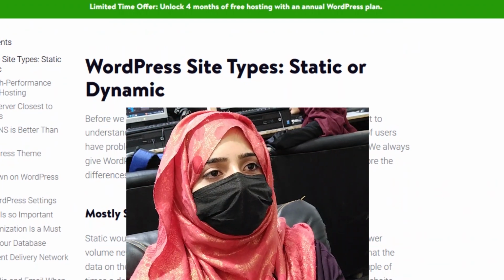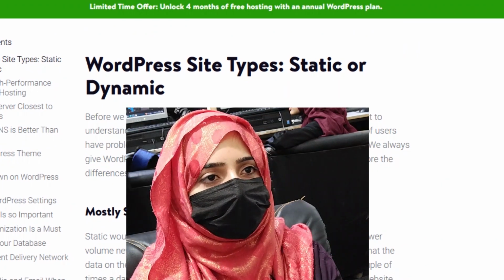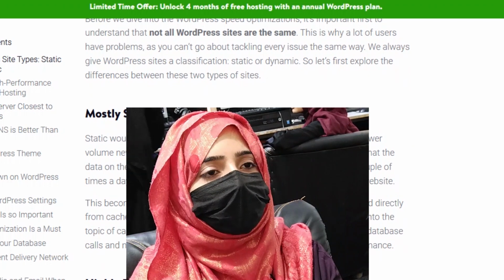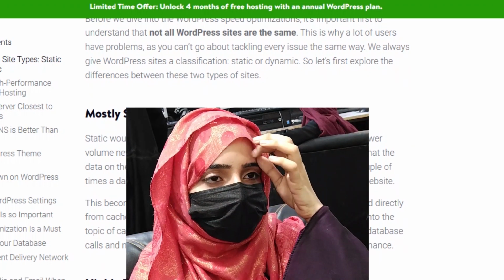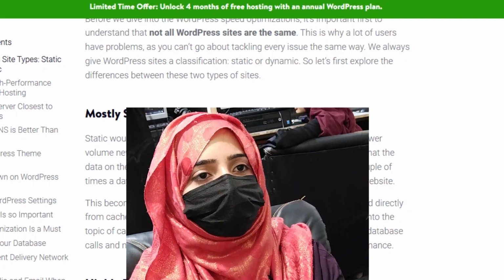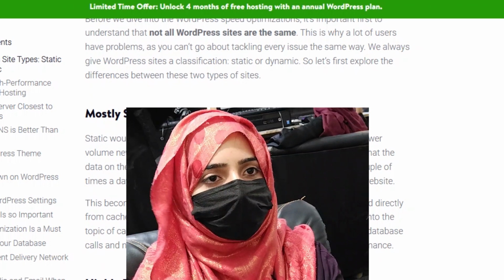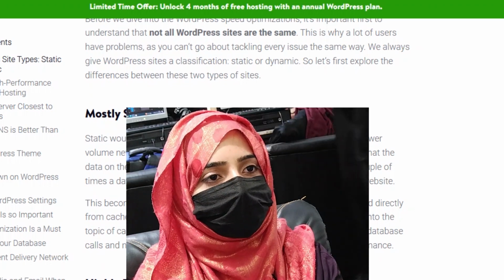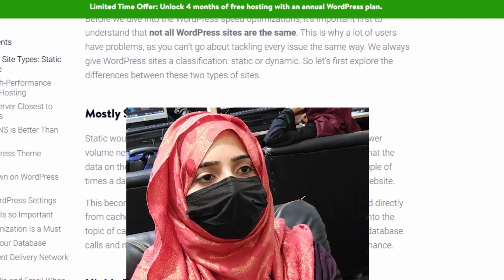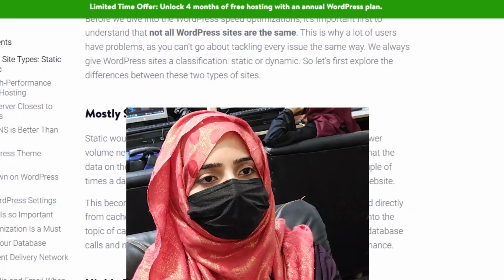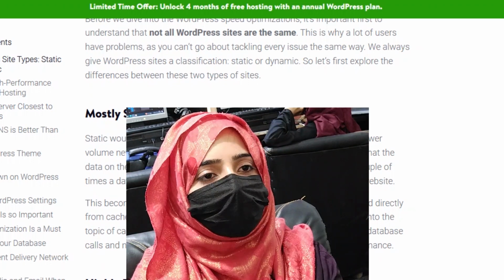Mostly static sites. Static sites would typically include things such as blogs, small business sites, lower volume news sites, and personal photography sites. By static we mean that the data on this WordPress site is not changing very often. Even most of our client sites would be considered static websites. This becomes incredibly important as many of the requests can be served directly from cache on the server at lightning fast speed. Don't worry, we will dive into the topic of caching in length further on.